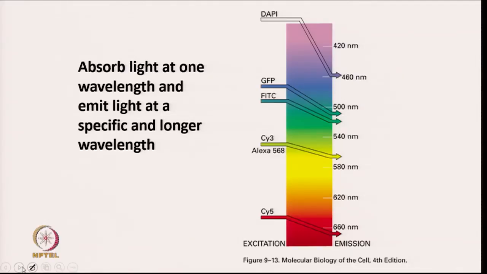So, these are a few fluorophores which are quite often used: DAPI, which I discussed last time, emits at 460 nanometer. GFP, green fluorescent protein, emits at 500 nanometer, FITC emits at around 520 nanometer, Cy3 or Alexa 568 emits at 580 nanometer, and Cy5 emits at 660 nanometer. They absorb at one wavelength and emit light at a specific and longer wavelength. So you can see that on this side it is a lower wavelength. They are absorbing at lower wavelength and emitting at higher wavelength, and that is known as Stokes shift.